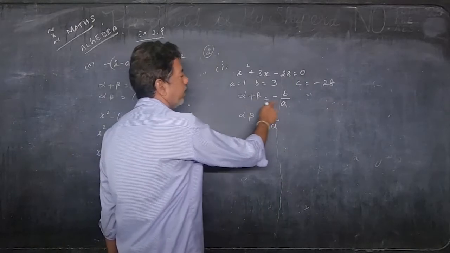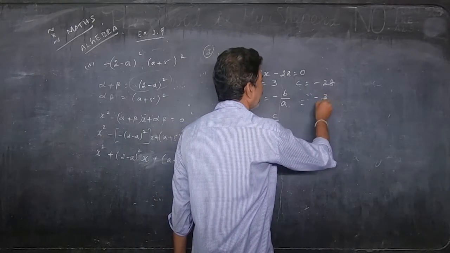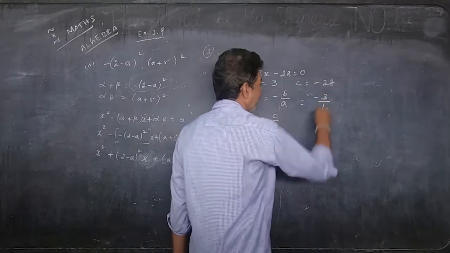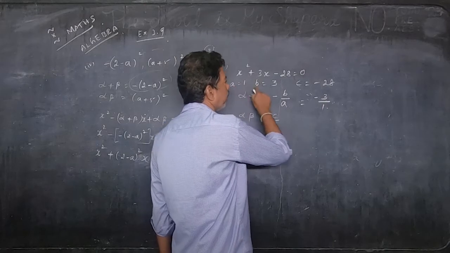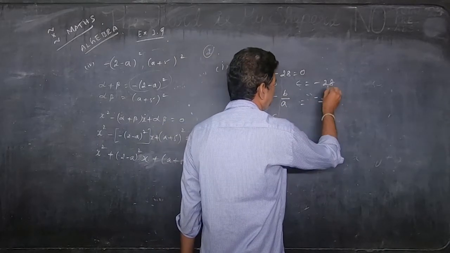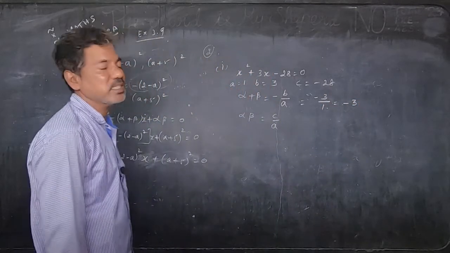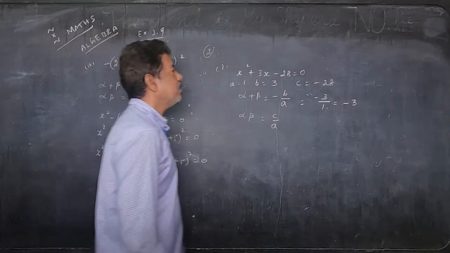Sum of roots கண்டுபிடிக்கணும்னா minus b by a ஒரு கான்செப்ட் இருக்கு, minus 3 by what? 1, because a is 1, b is what? 3. இதில் formula minus, so minus 3 by 1 is what? Minus 3. Any number divided by 1 is that number. Now c by a.